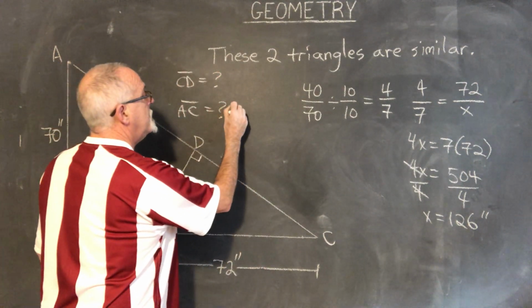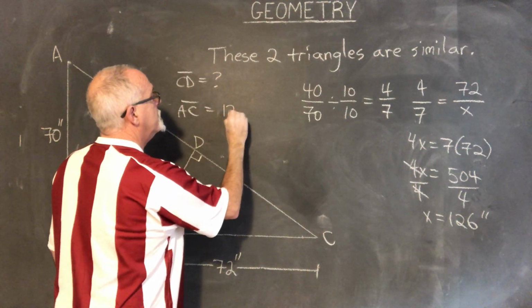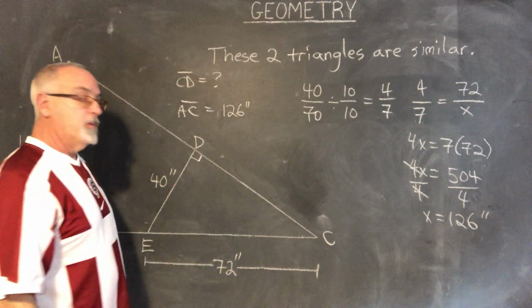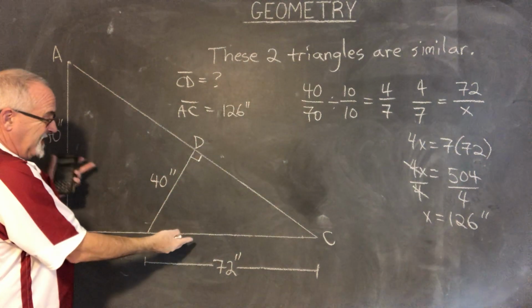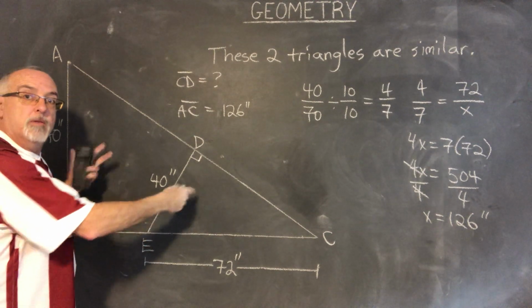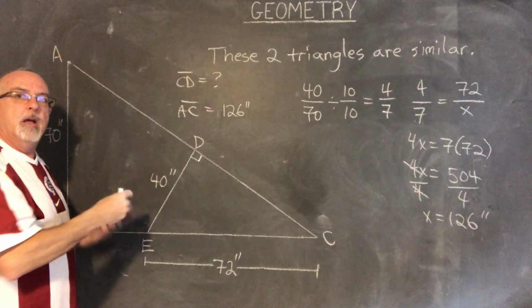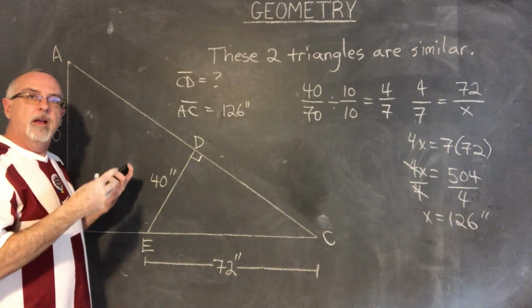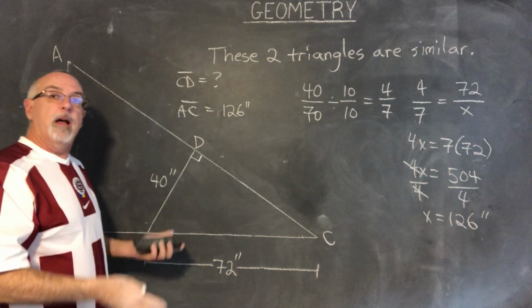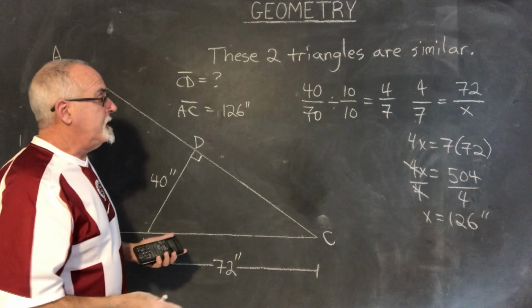AC happens to be equal to 126 inches. We're able to do it, even though it comes at us looking so confusing because of the way one triangle is kind of upside down and it's inside the other one. We're still able to do it by applying the strategies that have been working for the more simple situations.